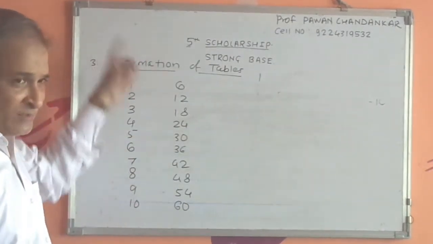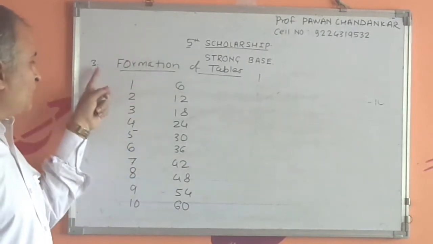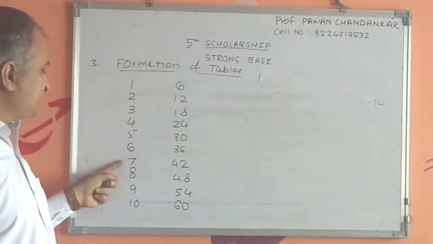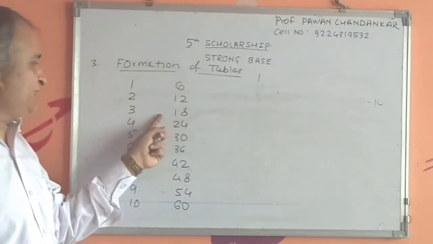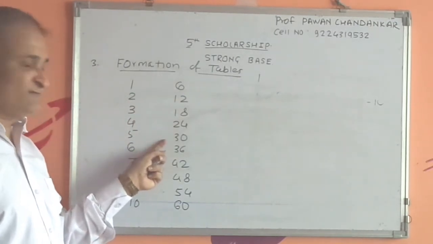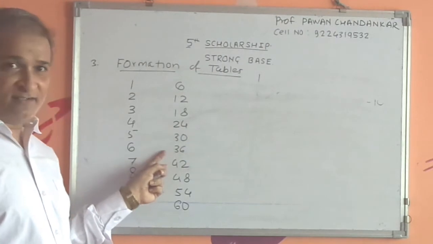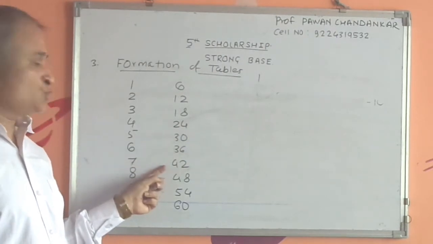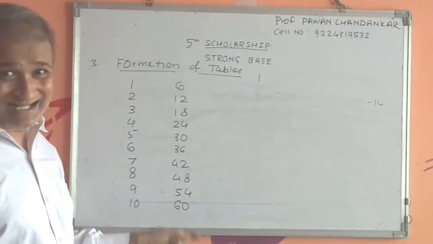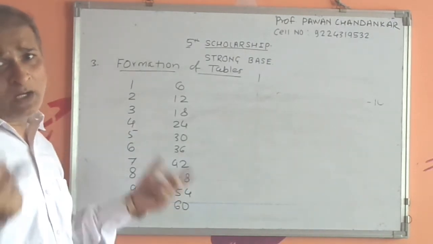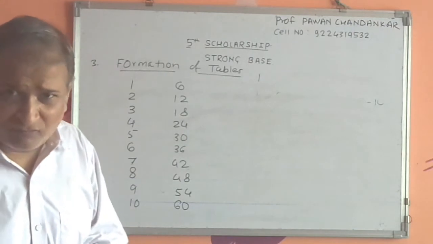Just check the values once again. 1, 2, 3, 4, 5, 6, 7, 8, 9, 10. 6 1s are 6, 6 2s are 12, 6 3s are 18, 6 4s are 24, 6 5s are 30, 6 6s are 36, 6 7s are 42, 6 8s are 48, 6 9s are 54 and 6 10s are 60. Now how to form? You will ask me, sir, now how will you form the table of 16?